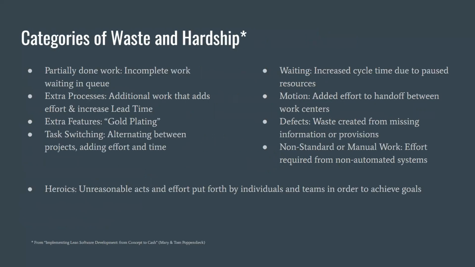Examples of hardship and waste are partially done work, like incomplete work in waiting queues; extra processes, additional work that adds effort and increases lead time; extra features, called gold plating; and task switching, alternating between projects and adding effort and time. All these are examples of hardship and waste because they are extra things that are not necessarily what the customer has asked for.